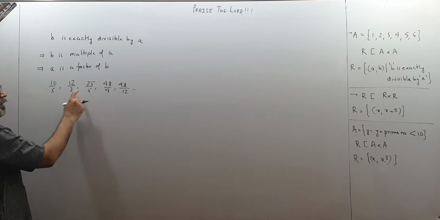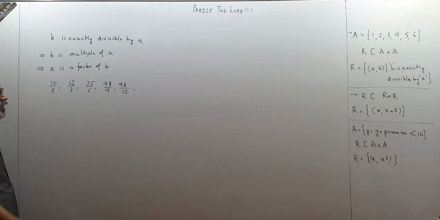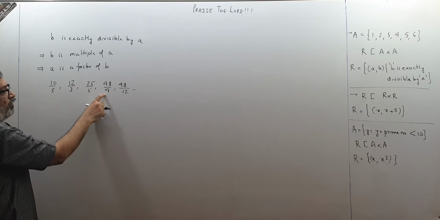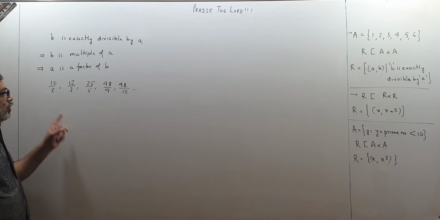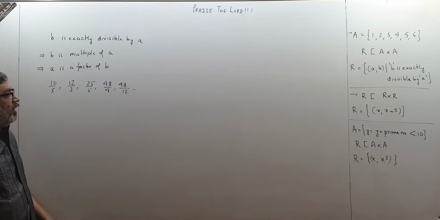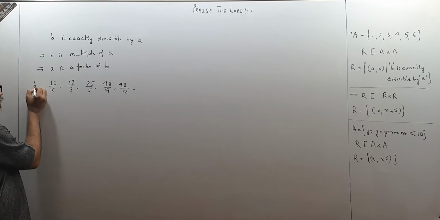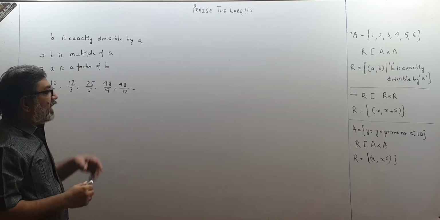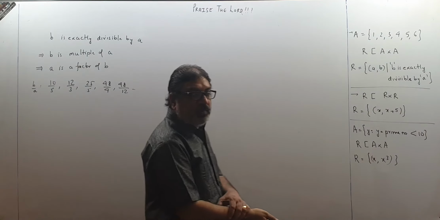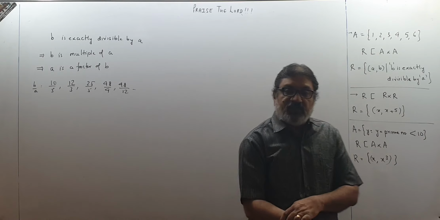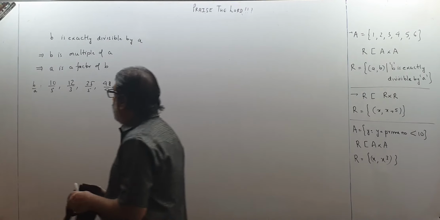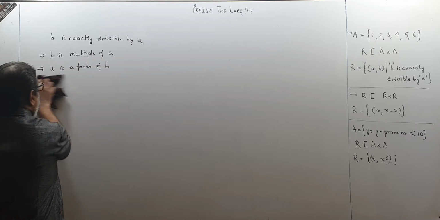B can be divided by A. So 5 is a factor of 10, 3 is a factor of 12, 5 is a factor of 25, 4 is a factor of 48, like this. So all the denominators are factors and all the numerators are multiples. So it is like B upon A. We can write like this. So when I say that B is exactly divisible by A, it means what? B is a multiple of A or A is a factor of B. You have to think like this. So if that point is very clear to you, then let me proceed.